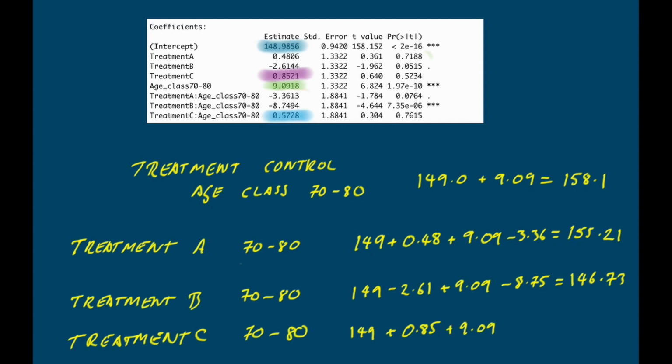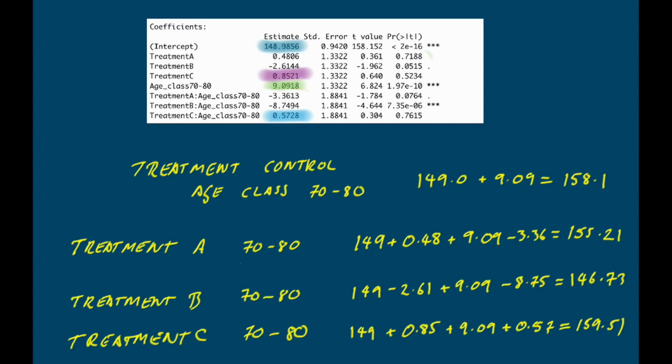Then we add the effect of age class, and then we have the difference in the effect of treatment C when you're going from age class 40 to 50 to age class 70 to 80. And that gives us a total mean of 159.51. One thing to remember about interaction terms is that they're actually symmetrical.